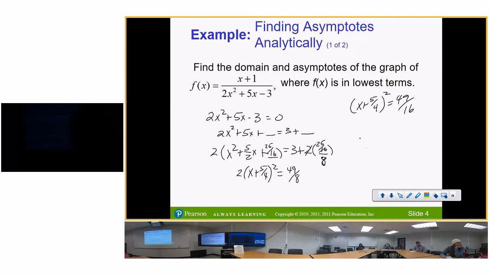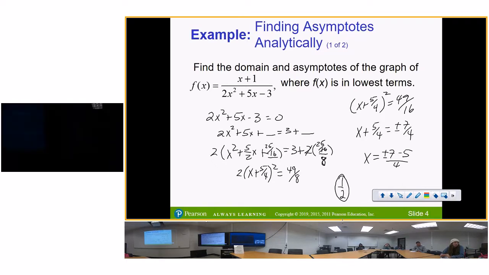Okay. x + 5/4 is equal to positive or negative 7 over 4. x is equal to positive or negative 7 minus 5 over 4. What's 7 minus 5? 2. And that's 1 half. So one x-intercept is at 1 half. And the other x-intercept, or vertical asymptote, is negative 7 and negative 5, which is 12 over 4, negative 3. So you've got a vertical asymptote at 1 half and negative 3. Whatever this graph looks like, there's 1 half, you've got a dashed line, and then at negative 3, a dashed line.